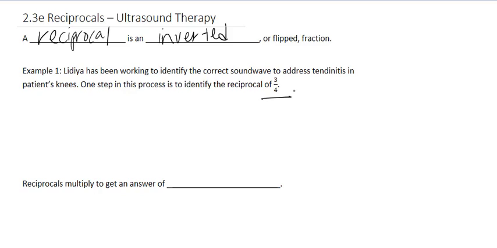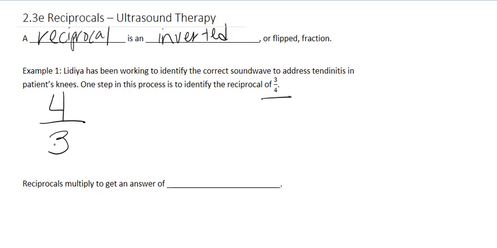So to identify the reciprocal, we just need to flip the fraction, or turn the denominator into the numerator and the numerator into the denominator. So for this, we would flip the numbers. So we'd have 4 on the top as the numerator and the 3 as the denominator.